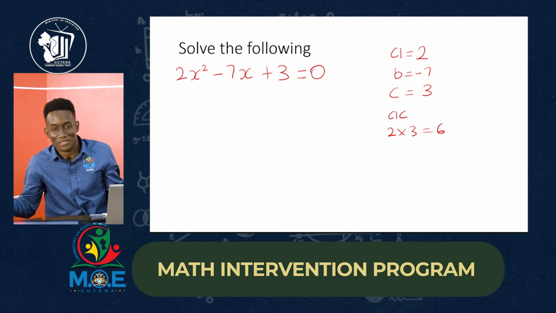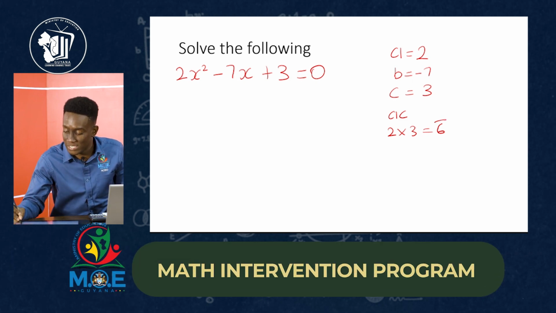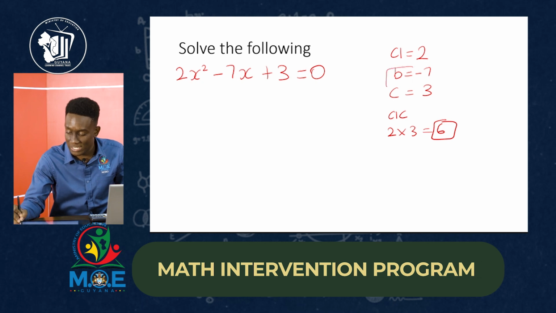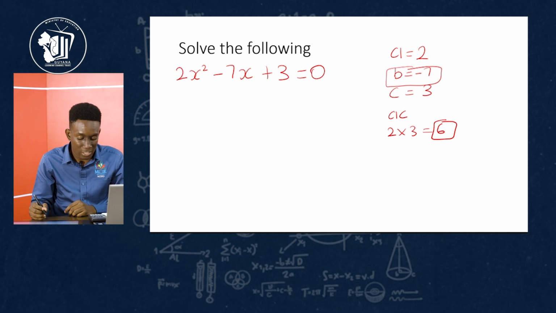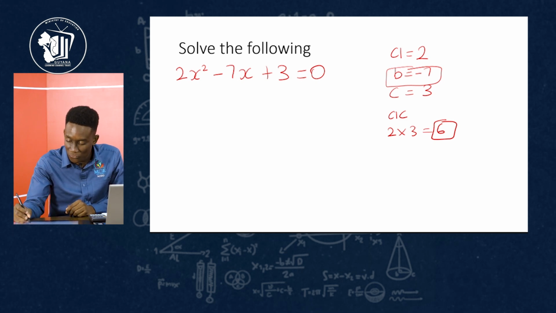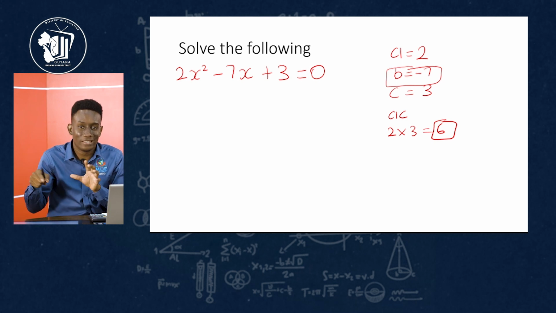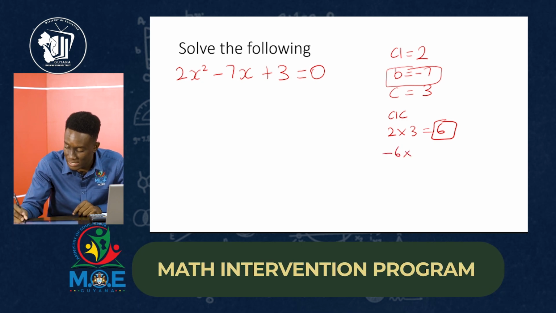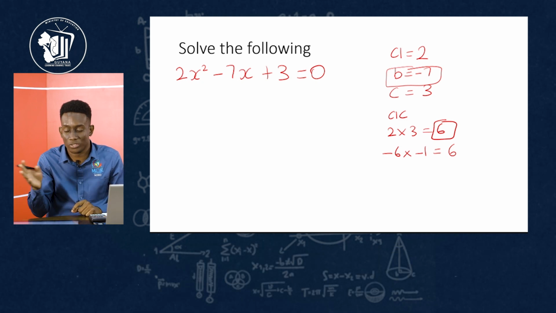Now we have the big step, which is to find two values. When you multiply them, you must get this AC, which is 6, and when you add them, you should get B, in this case -7. So we think about the factors of 6. Since we want -7, we must have a negative in the two terms. We can use -6 times -1, which gives us +6, because a negative times a negative gives you a positive.